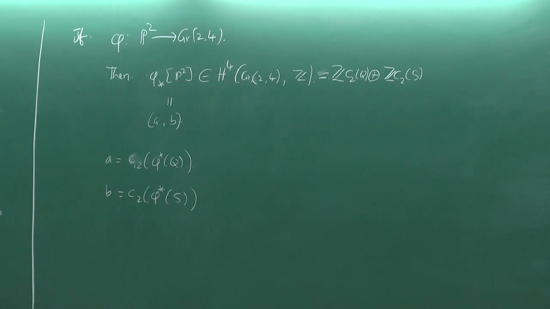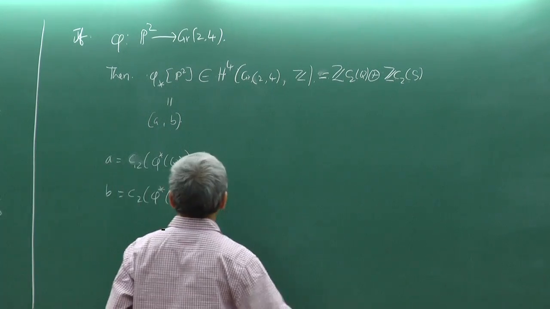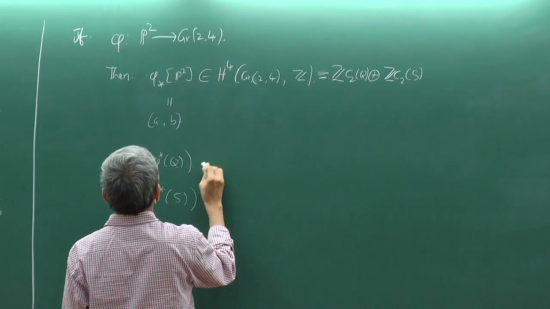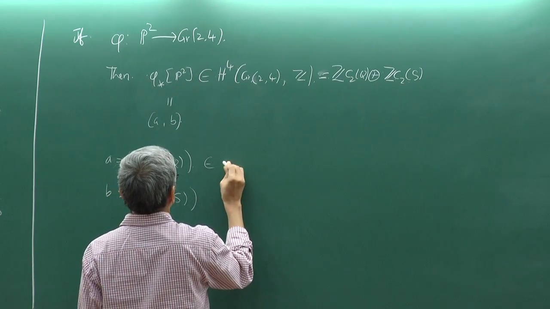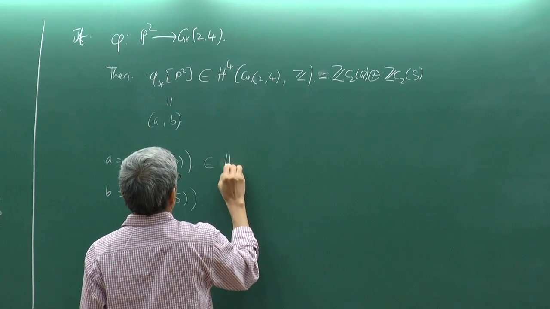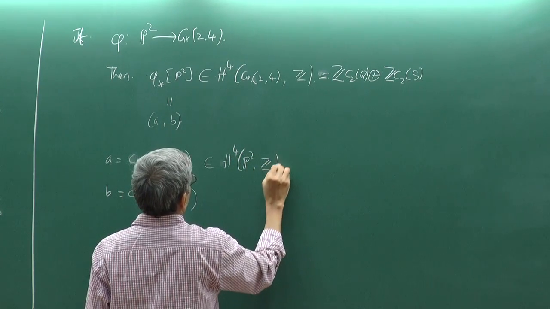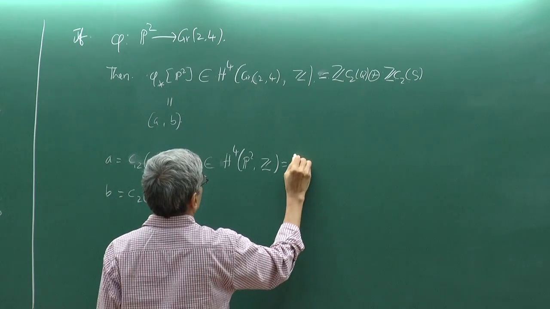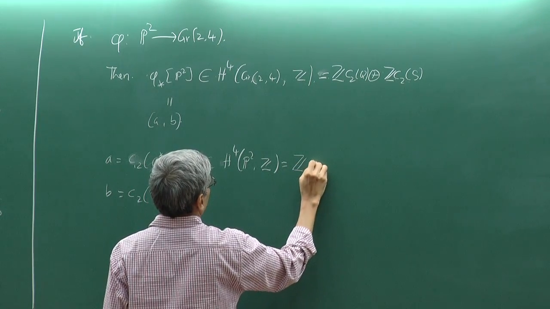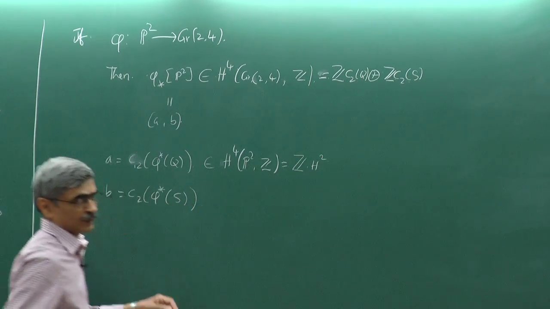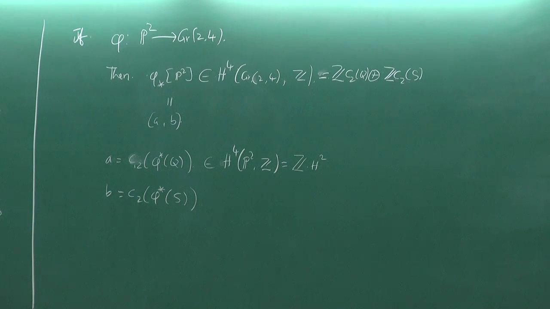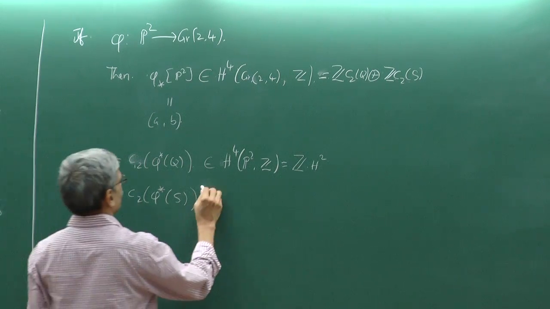These belong to H4 of P2 with coefficients in Z, which I can again identify with Z, the generator being the square of the hyperplane class, that is, the class of a point. So both of them belong here.